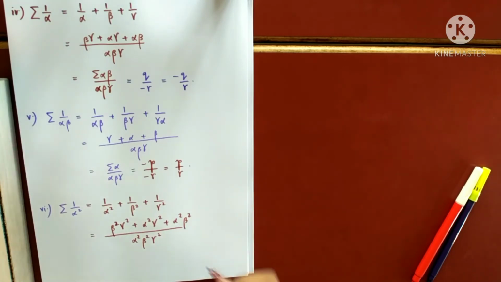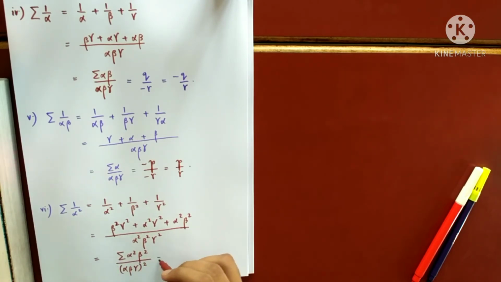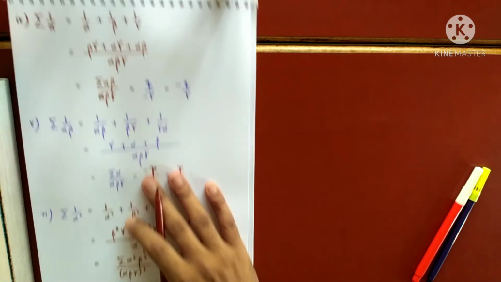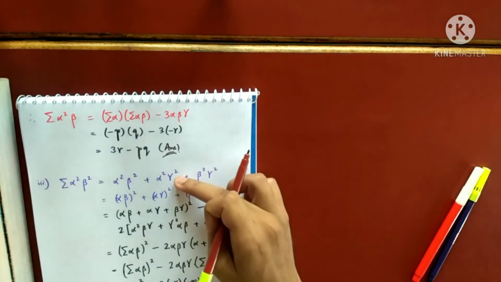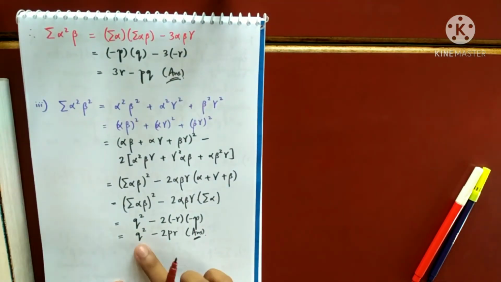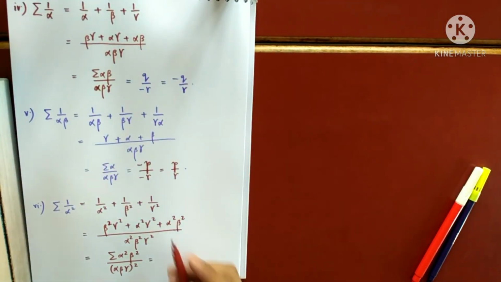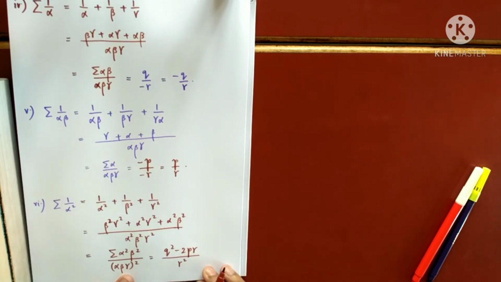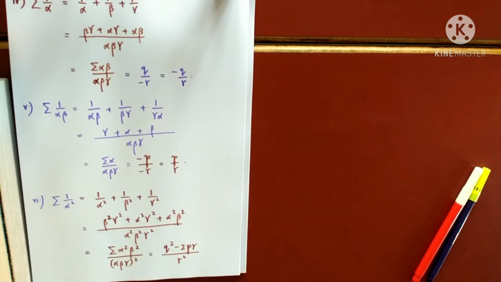And then you see, what is this? This is summation alpha square beta square by alpha beta gamma whole square. And few minutes back we have computed summation alpha square beta square. The technique remains same. As you can see, it is q square minus 2pr. So it is q square minus 2pr by, this is r square, minus r square, which is same as r square. This is your answer.